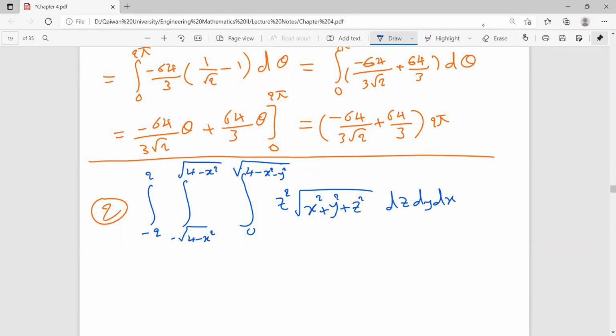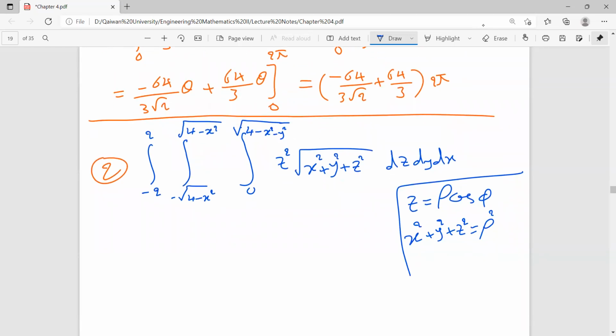In spherical coordinates, we have these rules. x equals rho sine phi cosine theta, and y equals rho sine phi sine theta. Also z equals rho cosine phi. And you have x squared plus y squared plus z squared equals rho squared. We use these rules here.